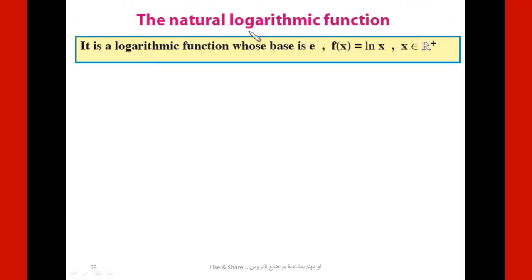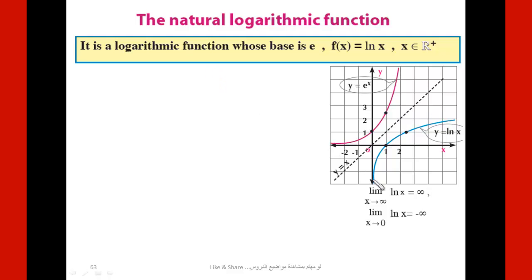Second, the natural logarithmic function. It is a logarithmic function whose base is e, and we write f of x equals ln x, such that x belongs to R positive. So the domain of this function is the positive real numbers greater than 0. And this is the curve of ln of x. It is a logarithmic function, its base is e.